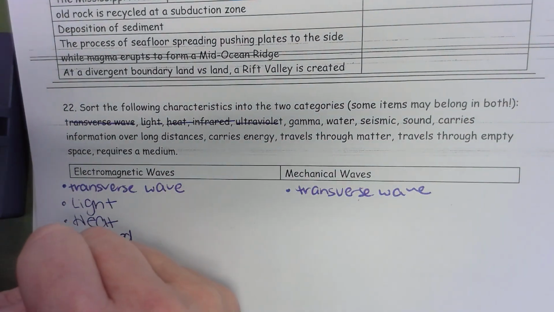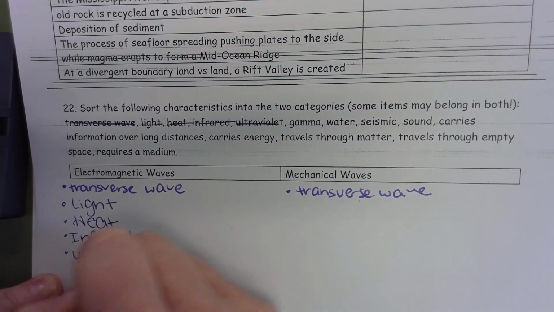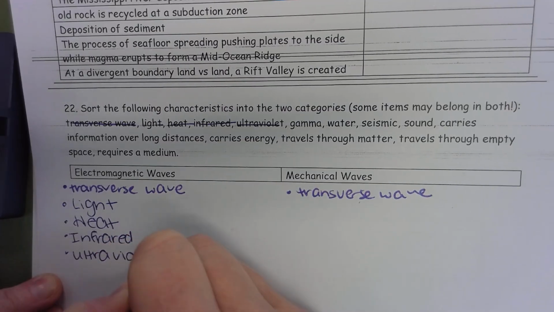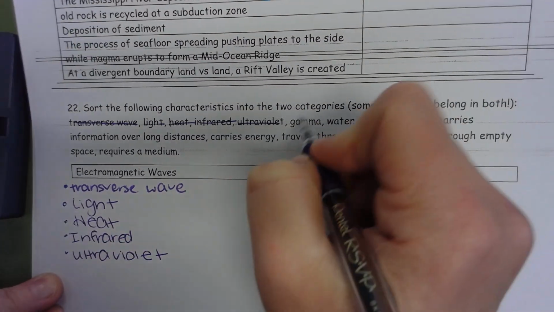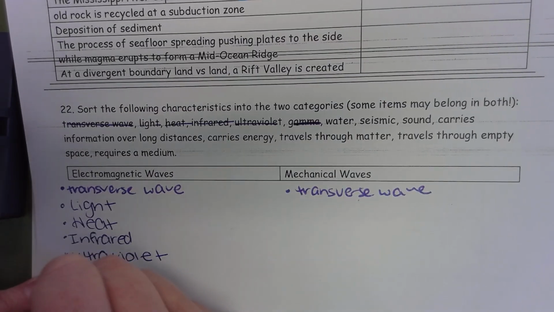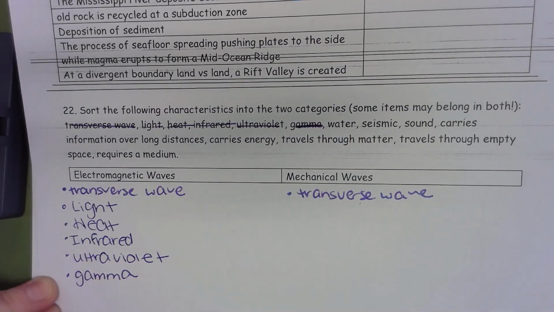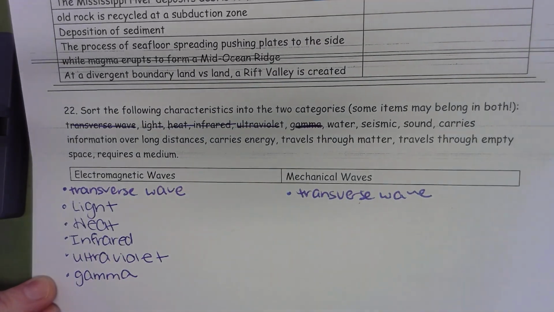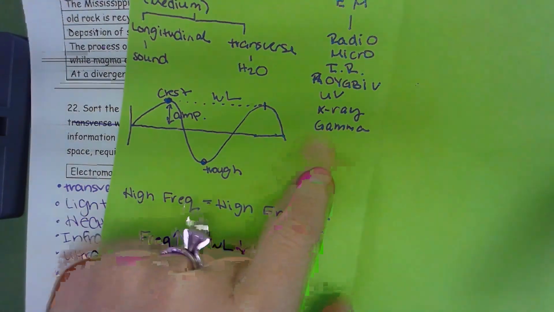Alright, ultraviolet. Then we have gamma. And I didn't even have to memorize all these individually, I just memorized this quick chart.